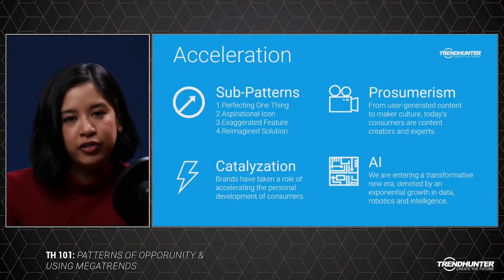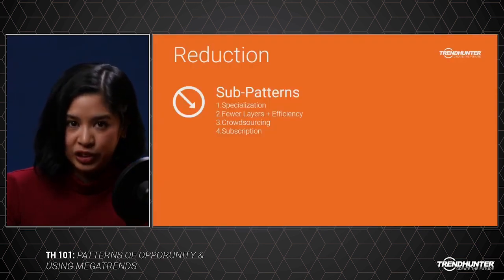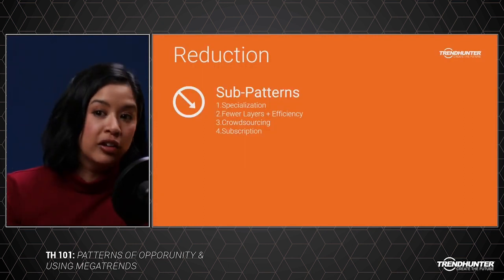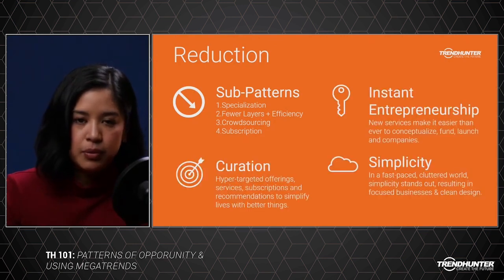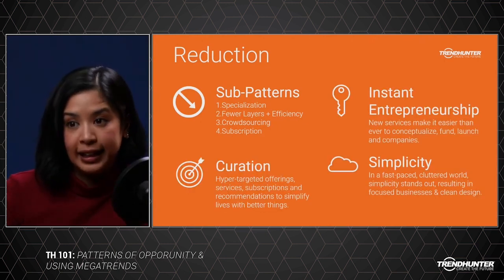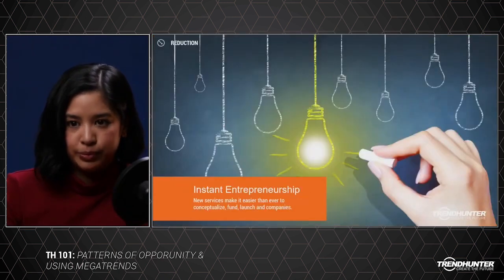So that wraps us up for the megatrends under acceleration. Let's move on to reduction. Now, reduction, if you remember, is all about the power of omission. Within it, we have the sub-patterns of specialization, efficiency, crowdsourcing, and subscription. The megatrends here include instant entrepreneurship, simplicity, and curation. So let's kick off with instant entrepreneurship.